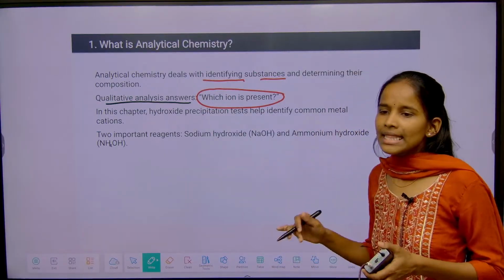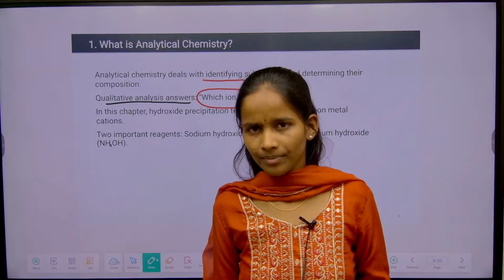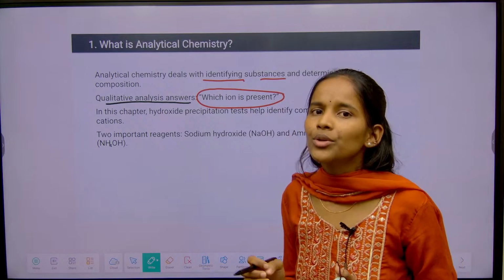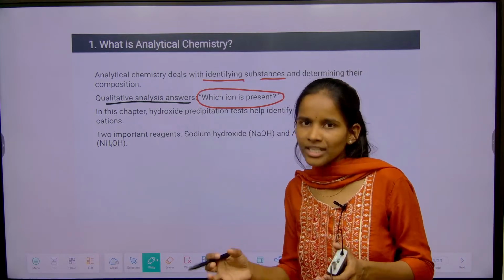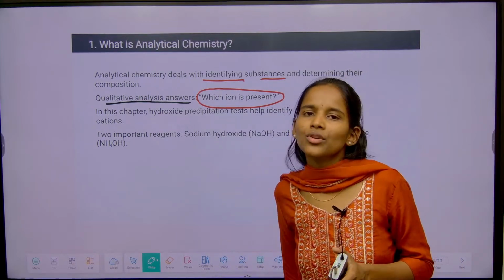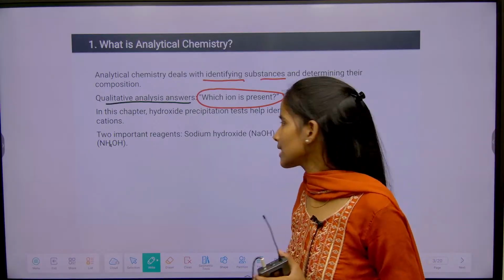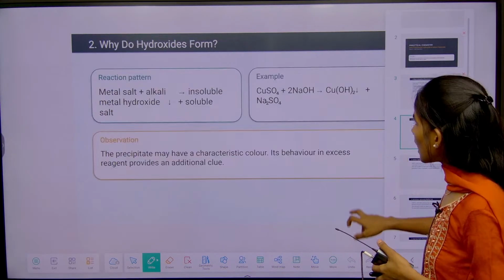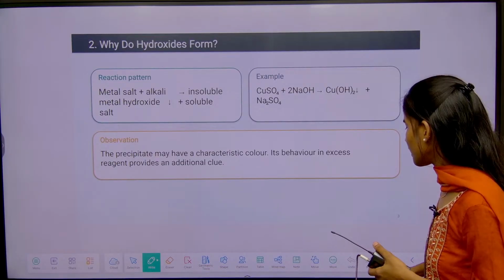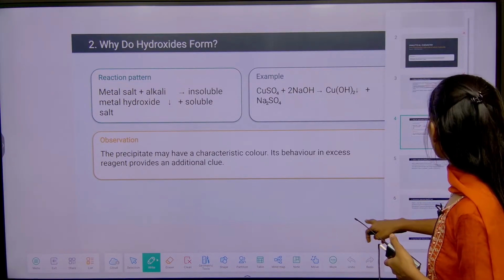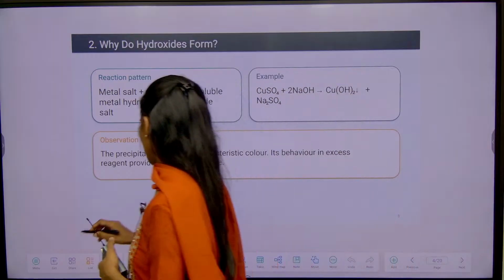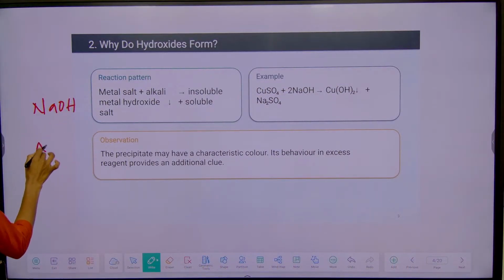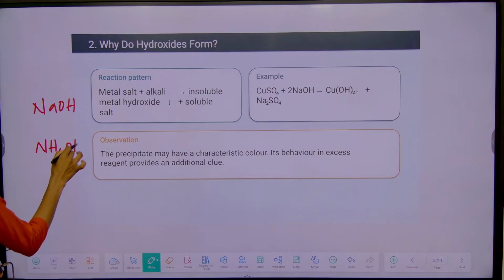Now, in this chapter, we mainly focus on sodium hydroxide and ammonium hydroxide. By using those two as the reagents, we will learn how to check the presence of different cations in this chapter. See first, how do those hydroxides form? Before that, we are using two reagents, right? One is sodium hydroxide and another one is ammonium hydroxide.